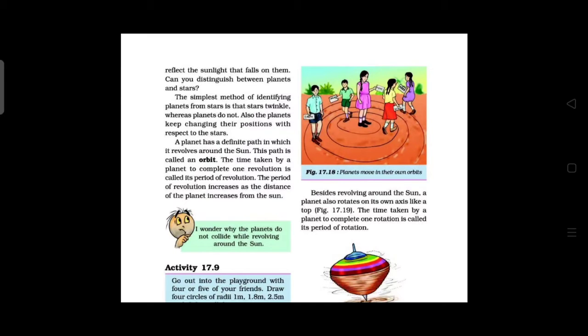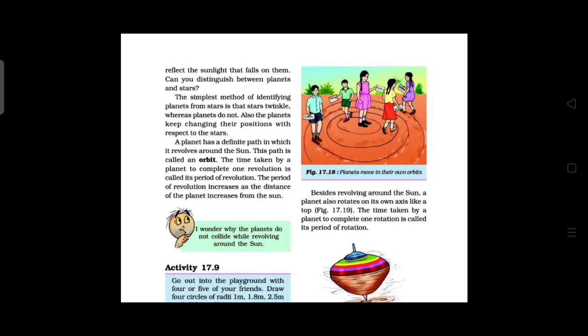The planet has what? A definite path in which it revolves around the sun. This path is called what? Orbit. The planet has a definite path because it is revolving around the sun in that path. That path is called the orbit. The time taken by the planet to complete one revolution is called what? Period of revolution.